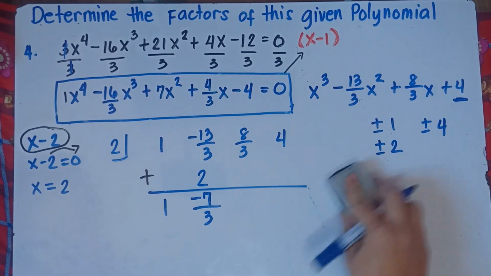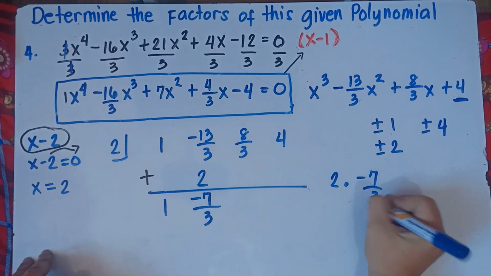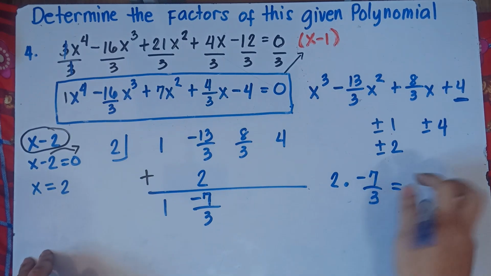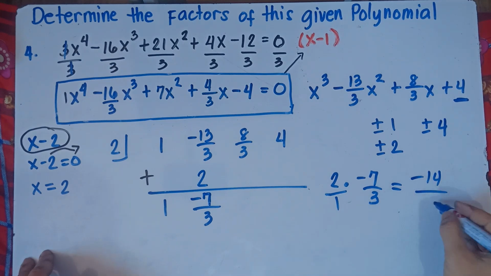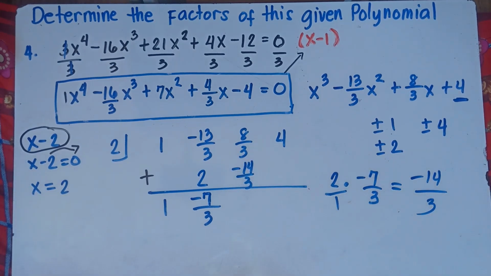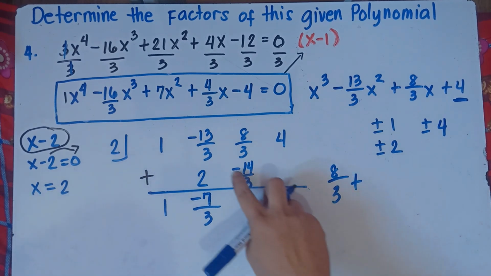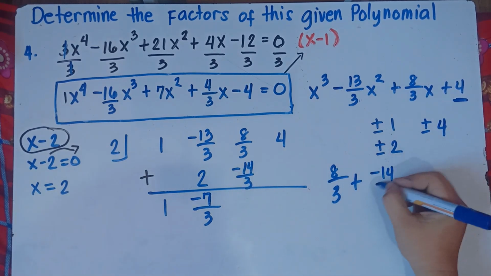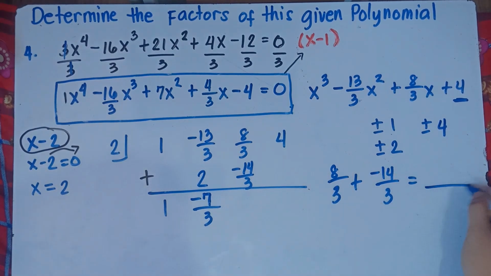Then you multiply 2 times negative 7 over 3. 2 times negative 7 is negative 14. Understood that there's 1 here, 1 times 3 is 3. This is negative 14 over 3. Then you combine 8 over 3 plus negative 14 over 3. Copy the denominator, same denominator.